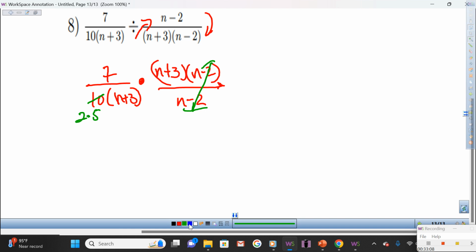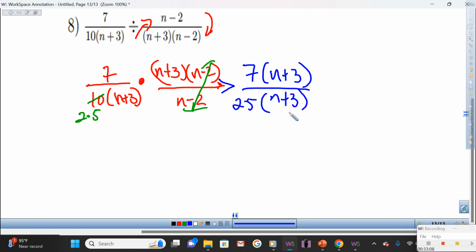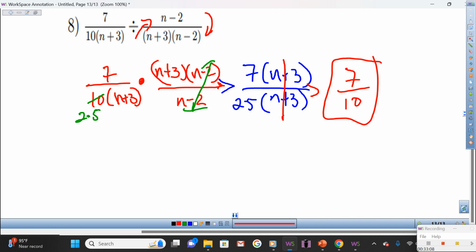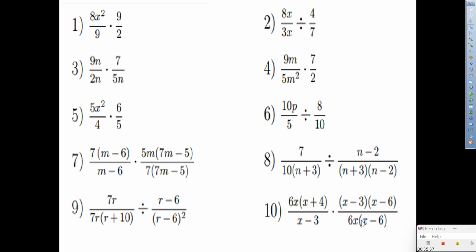So then we go this direction. What's left on the numerator? 7 times n plus 3. How about the denominator? 2 times 5 times n plus 3. Can we simplify again? Yes, which is what? This one, and we're left with 7 over 10. Hands if you got that by yourself. All right. Yeah, we're getting there. Do another one. Number 10. Copy that one.